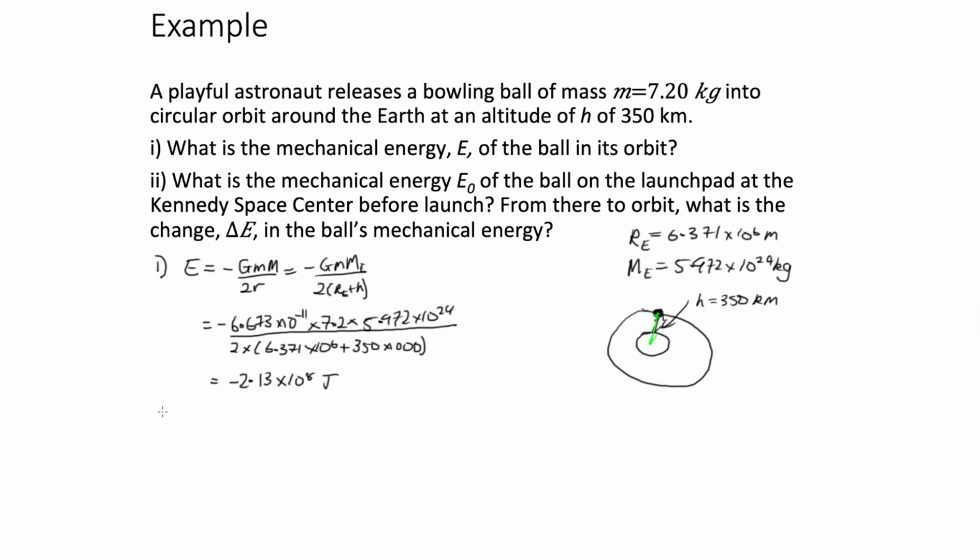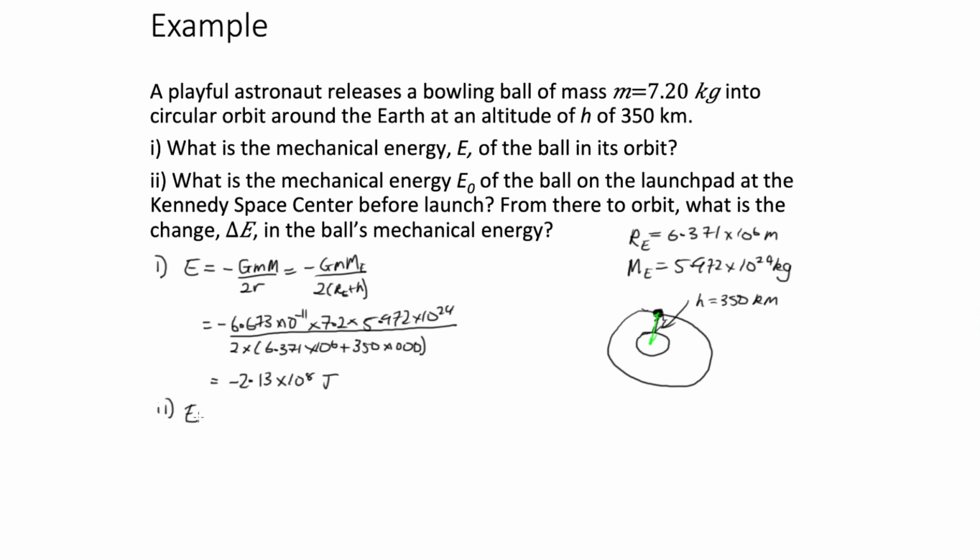So in part 2 of the question, we're asked, what is the mechanical energy E0 of the ball on the launch pad at the Kennedy Space Center before launch? So in this case, we can't use this equation here because this is the orbital mechanical energy, which describes an object in orbit, and while it's sitting on the launch pad, this object is not in orbit. It's in contact with the Earth, so there's normal forces and other things involved.